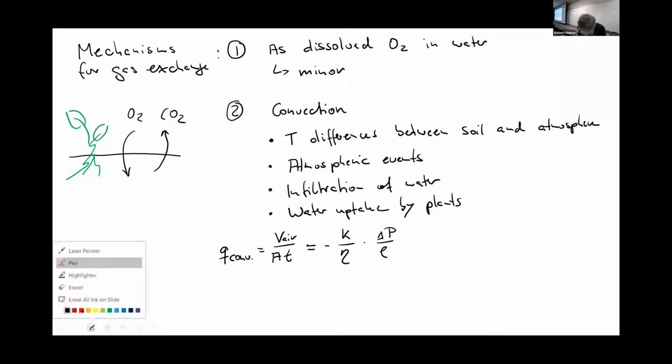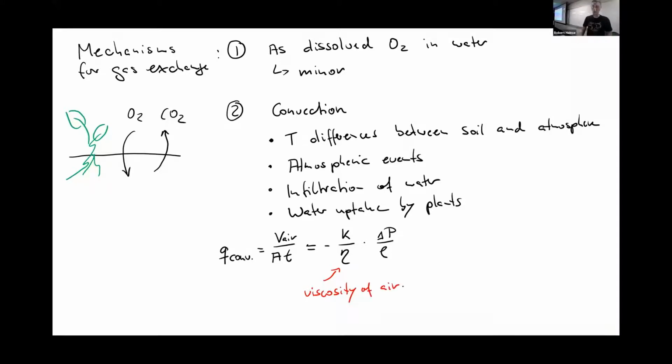All right, let me label all this. Okay. So the nu here, we already know that one. That's the viscosity. In this case, the viscosity, of course, of air. So the more viscous fluid, the easier the exchange. The little k here is the permeability, or the gas permeability. So that's going to be a function of the pore architecture, right?